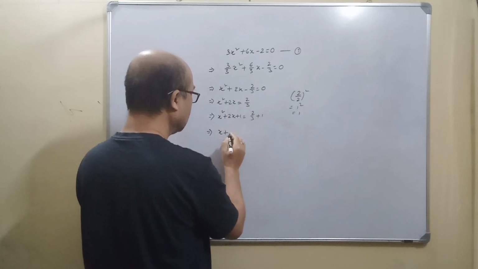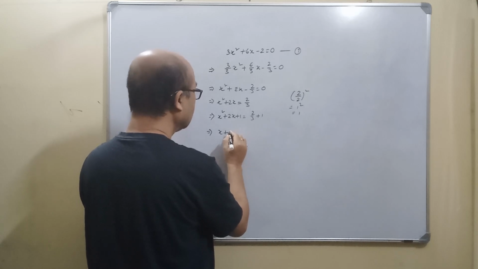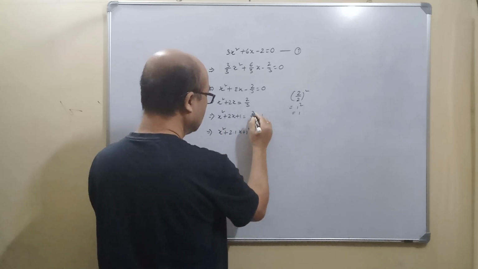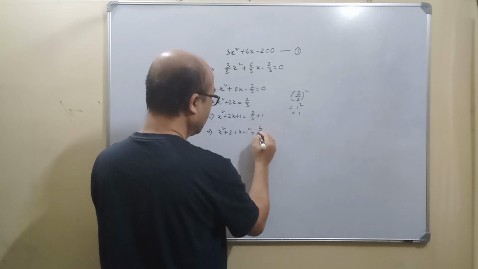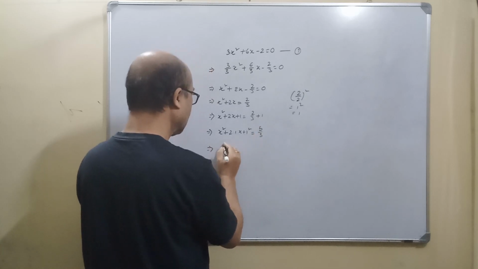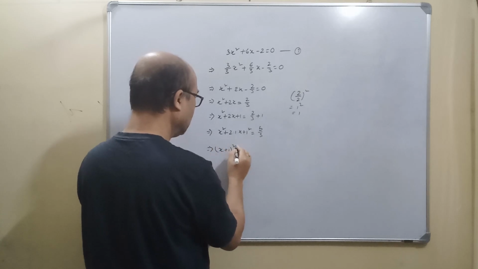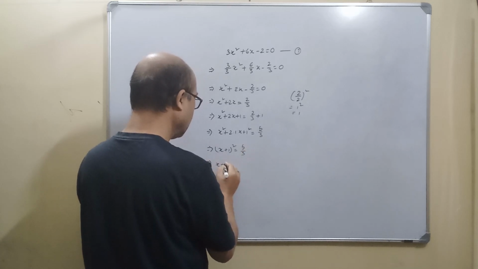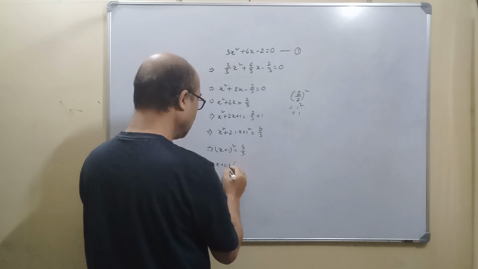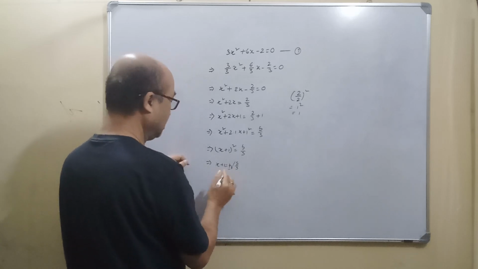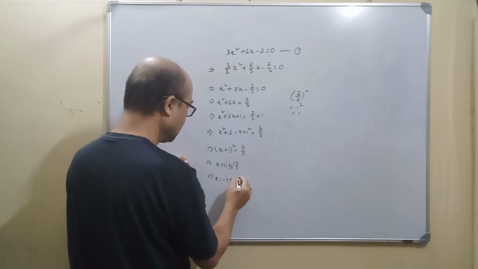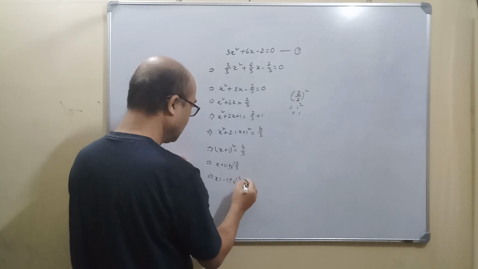So now this is in the format a square plus twice ab plus b square. 2 by 3 plus 1 is 5 by 3. So this is equal to x plus 1 whole square equals 5 by 3, which means x plus 1 is plus minus square root of 5 by 3, taking square root of the right hand side, which means x is equal to minus 1 plus minus square root of 5 by 3.